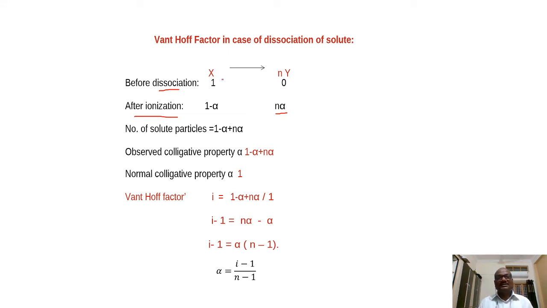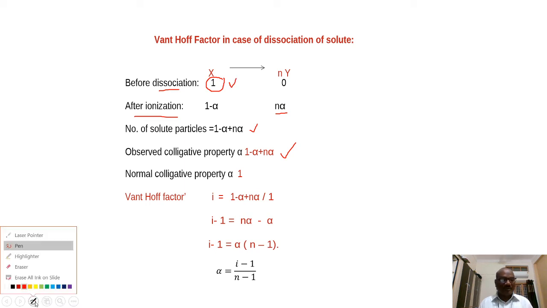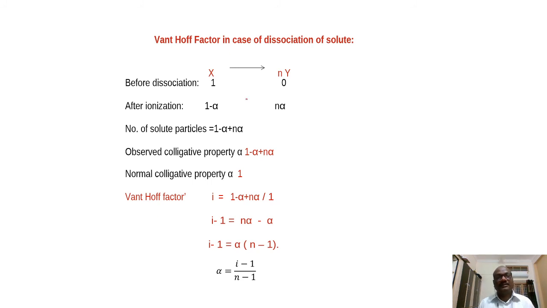Right. So what is the observed colligative property here? The observed colligative property will be equal to 1 minus alpha plus n alpha. This is our observed colligative property, 1 minus alpha plus n alpha. What is normal? Normal should be only 1, because you have taken only 1 mole. So the normal colligative property is directly proportional to 1, whereas for the observed colligative property after ionization you have to calculate the total number of particles. It is 1 minus alpha plus n alpha.